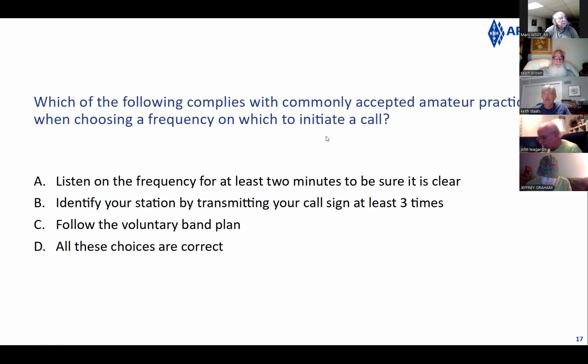Which of the following complies with commonly accepted amateur practice when choosing a frequency on which to initiate a call? Listen on the frequency for at least 2 minutes to be sure it's clear. Identify your station by transmitting your call sign at least 3 times. Follow the voluntary band plan. All these choices are correct. This one's a little trickier.